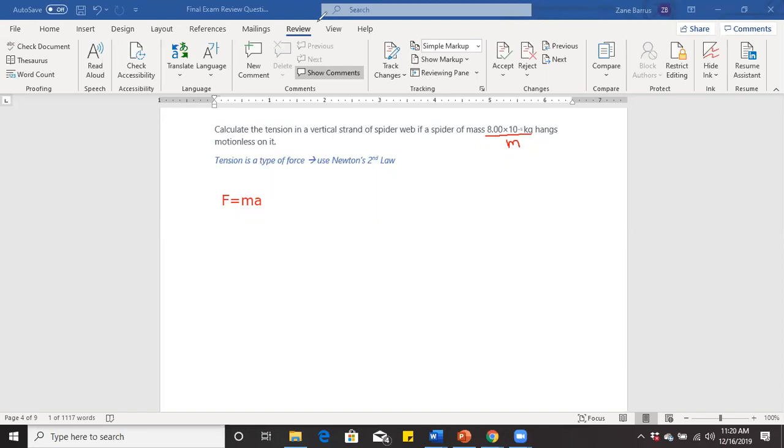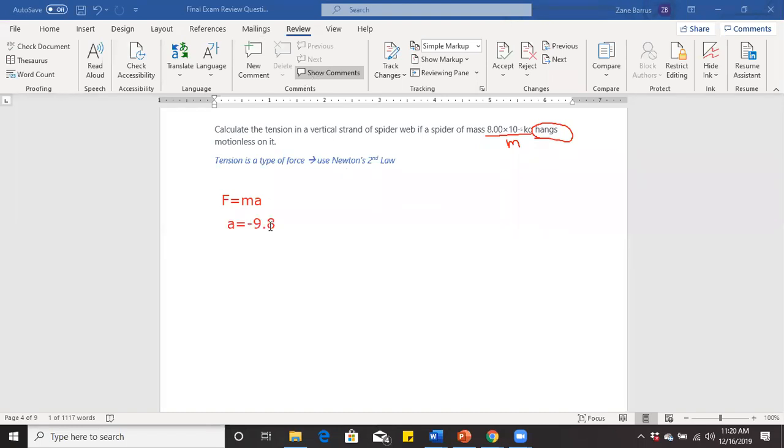Well, you can, because remember this spider is hanging motionless on a strand of spider web. So if it's hanging, that means it's being subject to gravitational acceleration. So you kind of have to infer that your acceleration is going to equal negative 9.8 meters per second squared. Let's go ahead and plug in what we know.